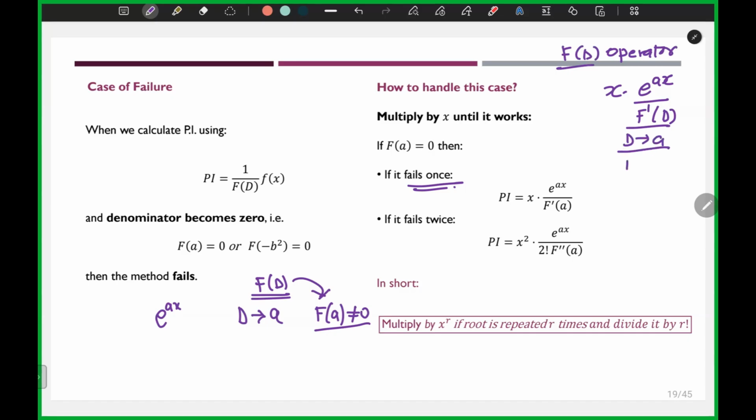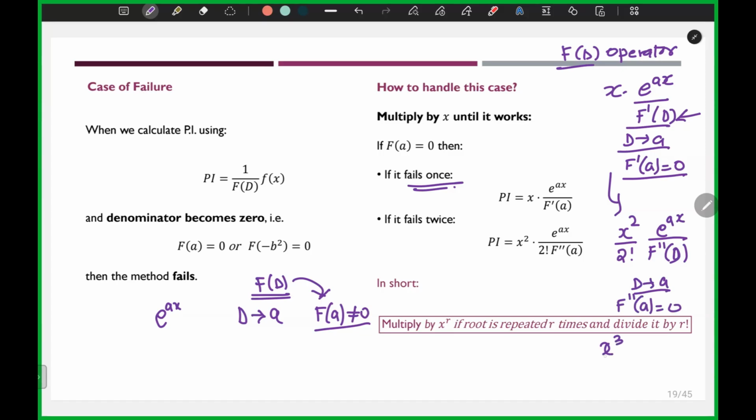If again it fails, that is, f dash a again becomes zero, what do we do? We again multiply by x squared by 2 factorial e to the power ax, and again we differentiate this operator, so it is f double dash t. Similarly, when it fails, we replace D by a again. Again, when f double dash becomes zero, we go for the third part, that is x cube upon 3 factorial and e to the power ax upon f triple dash t.